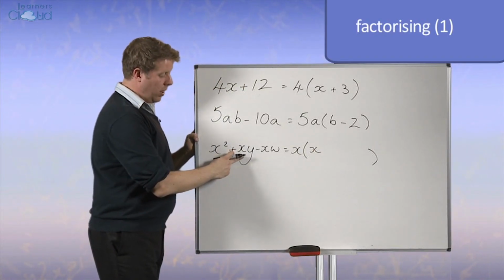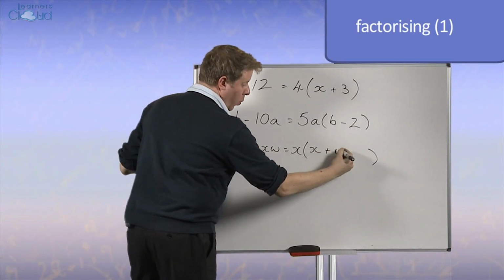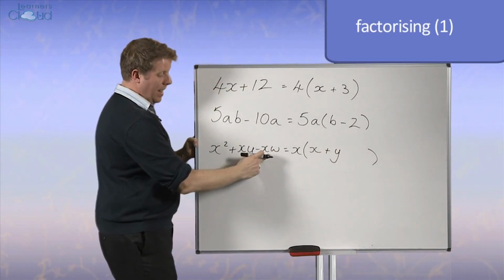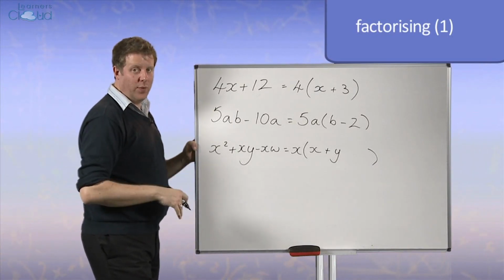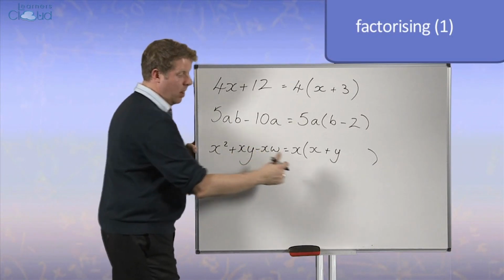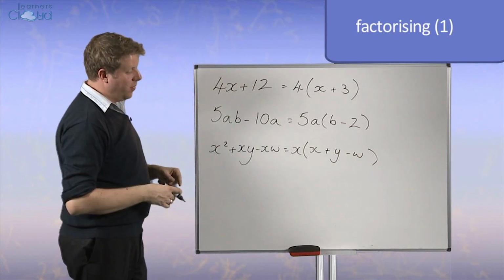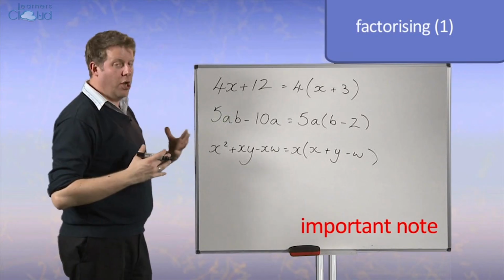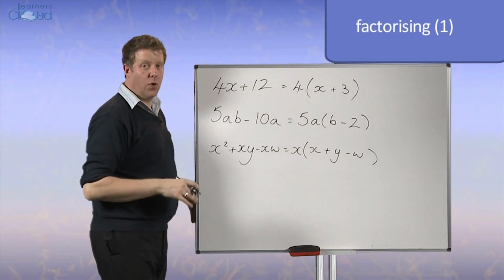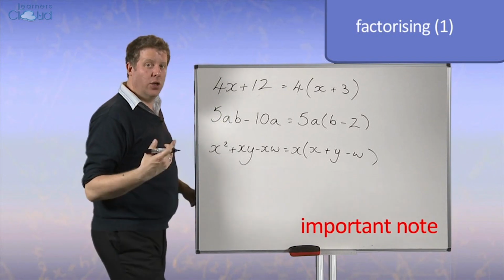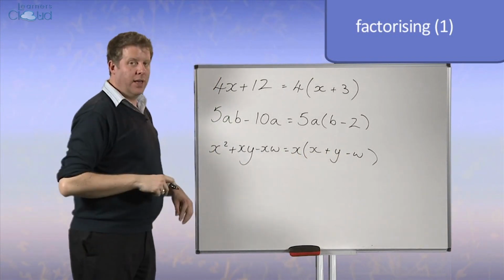xy. Well, if I've taken the x out, that's going to leave me with just y. And xw, if I've taken the x out, I'll just be left with w. But remember, it's minus w because of what there is in the question. And there's my final factorised expression. You know if you factorised it properly because what's in this bracket will not factorise anymore. And again, you can always check that when you multiply out the bracket, it gets you back to the original answer.